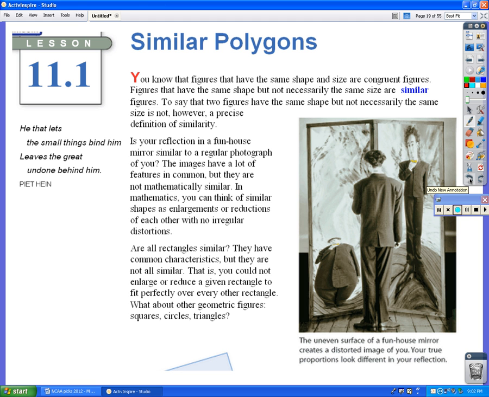Are all rectangles similar? They all have common characteristics, but it turns out they're not all similar. And what we mean by that mathematically is that you could not enlarge or reduce a given rectangle to fit perfectly over every other rectangle. What about other geometric figures? Are all squares similar? Are all circles similar? Are all triangles similar? Exciting times. We're going to figure all that out in this lesson.